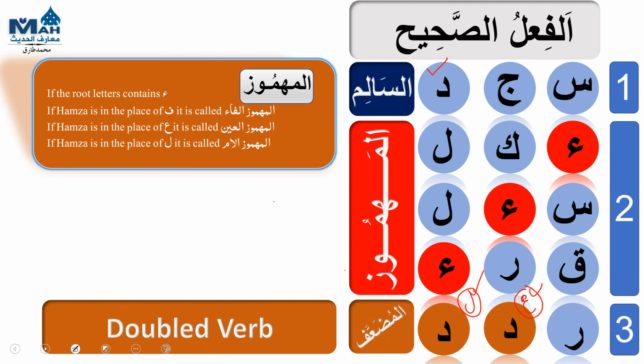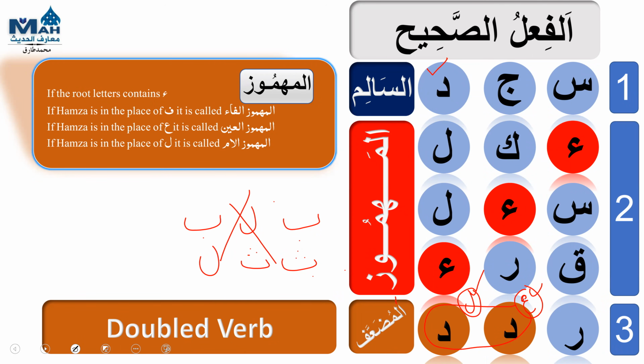Because doubled, it can be ba, lam, ba, or it can be tha, lam. So in this case, we will not consider. We only consider when they are repeated on ayn and lam. It is called in Arabic al-Muda'af, or they call it simply Muda'af. So, doubled verb. It means we are now having two letters.